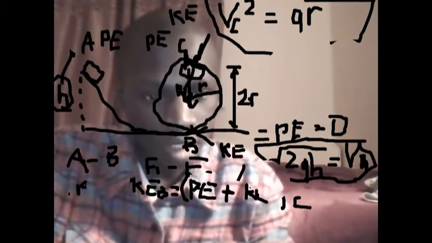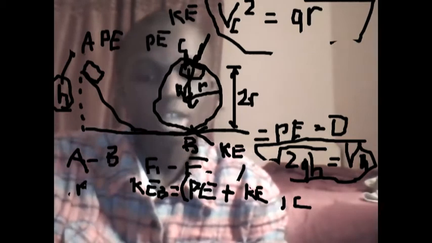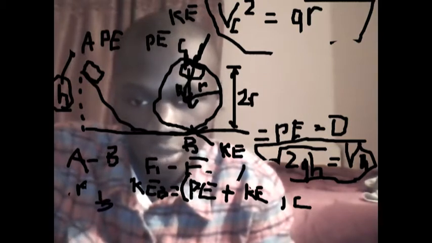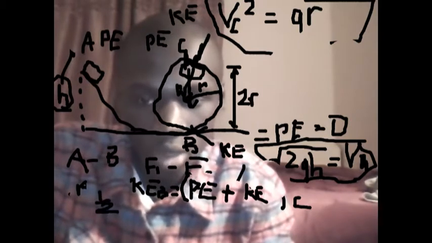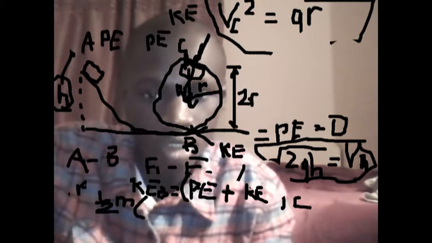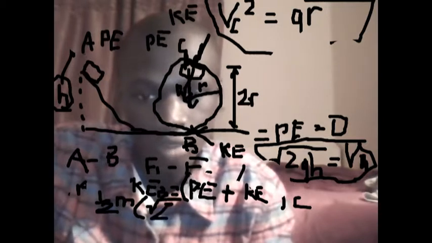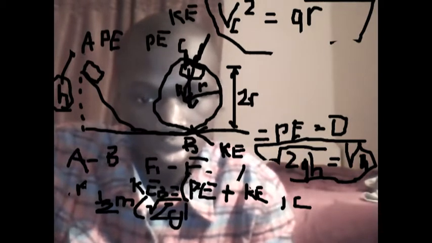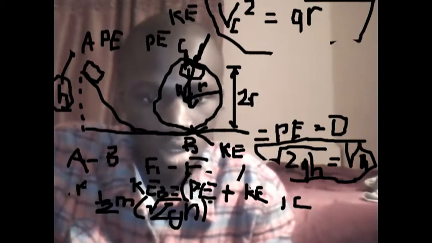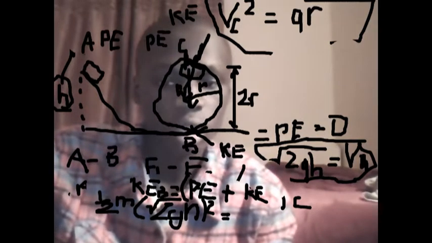So this equals the kinetic energy at point C. So let's just write the formula for this. We know that 1/2 mv squared is the formula for kinetic energy. We don't know the mass of the clock. We don't even need to know. And we know that the velocity at point B is the square root of 2gh, since we already defined that. Square root of 2gh squared equals the potential energy at point C, which is basically 2r, 2 times the radius.